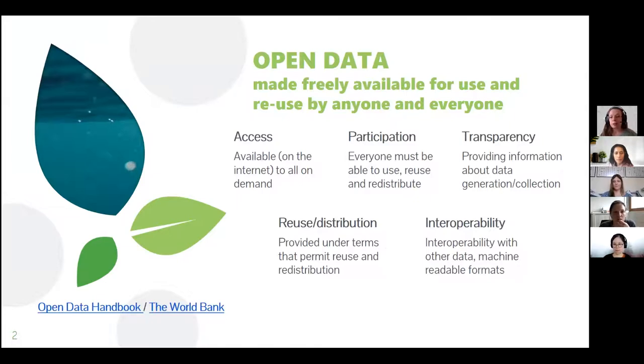Participation is also very important here. It should also be transparent what kind of open data you're accessing, so there should be some information about data generation and collection and about the data. In terms of reuse and distribution, you should be able to redistribute data without a lot of restrictions, and we'll get back to that later. Open data should also be interoperable, meaning you can integrate it or link it to other data. And if you do that in a machine-readable format, it's easy to do automatically.